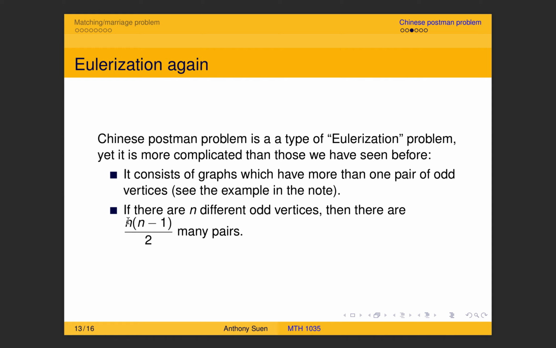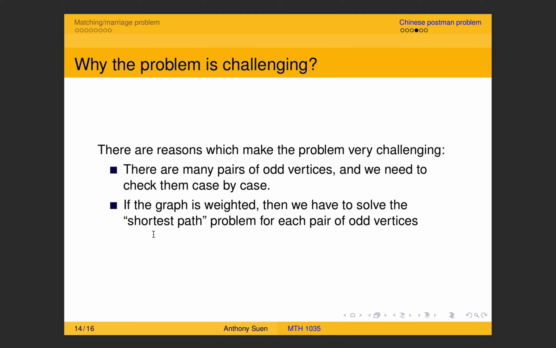If you have, let's say, 10 odd vertices, then you have 10 times 9 over 2, that is 45 pairs of odd vertices. That's a lot. And not just that, after you get those pairs of odd vertices, you have to solve the shortest path problem for each pair.